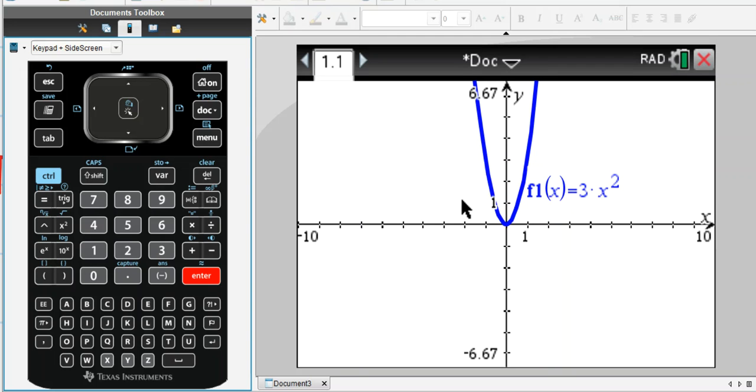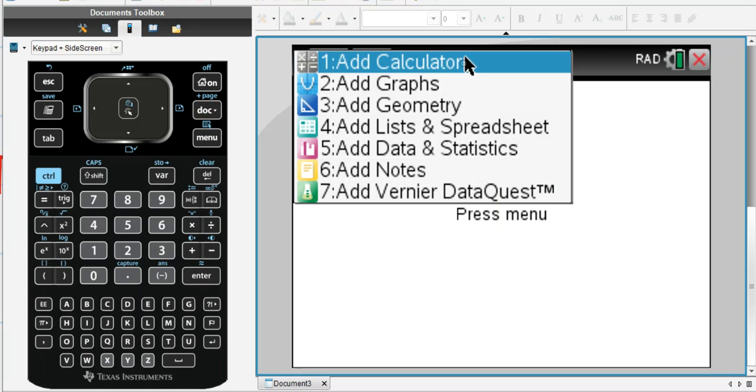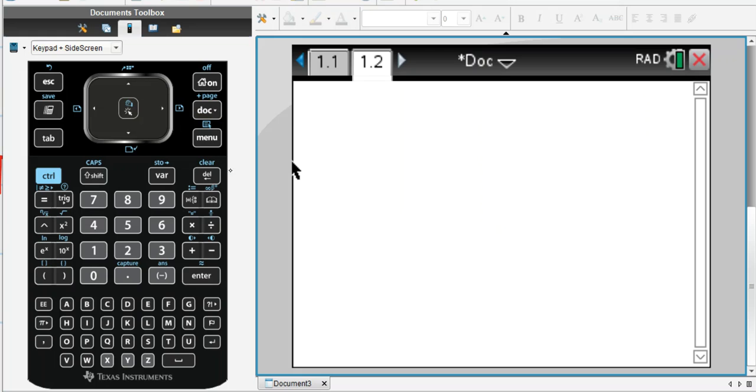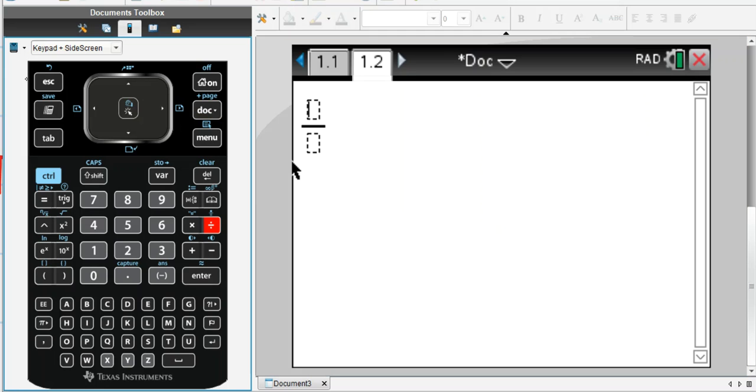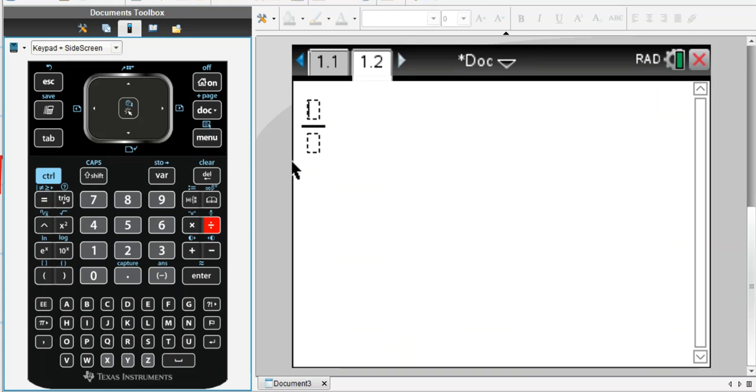What I'm going to do is create a calculator page, and I'll show you how we can evaluate this expression pretty easily now. So I'm going to press Control and Document. Control and then the document key will actually add another page to our document. This time I do want to work with a calculator. On this page, I'd like to create the empty fraction, just like we had a minute ago. And on our notes, we needed to evaluate f of 1 minus f of 7 over 1 minus 7. So I'm going to try to recreate this in the calculator.